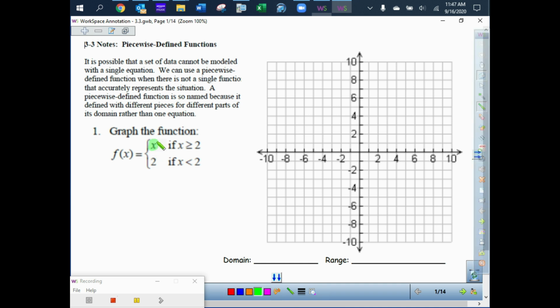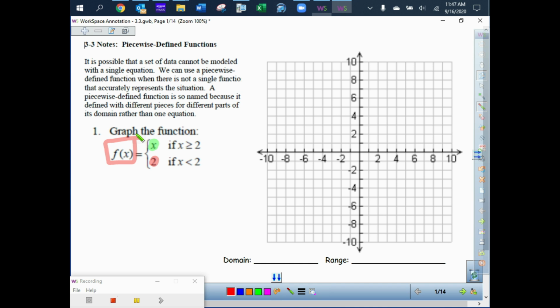If you like to highlight, you're welcome to highlight. If you don't want to highlight, you don't have to. But you got two pieces. I have a green piece, and I have a red piece. And I think we're all very familiar with what this means. Doesn't that basically mean y equals right there?